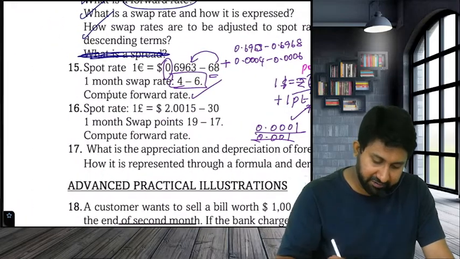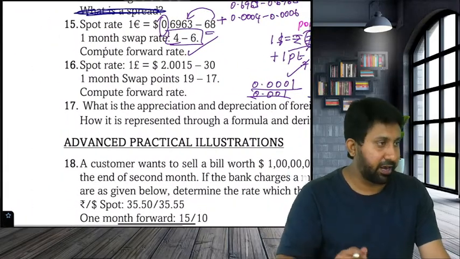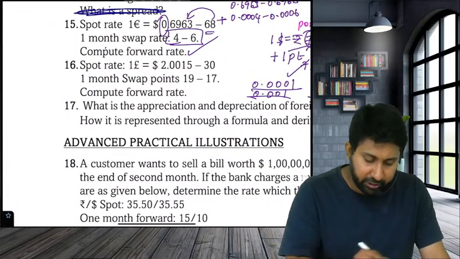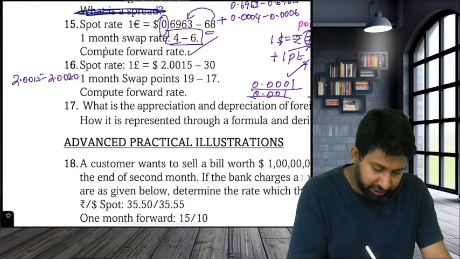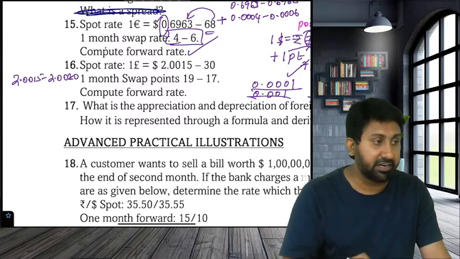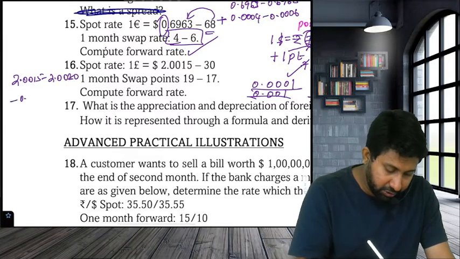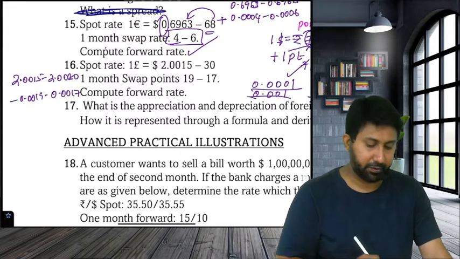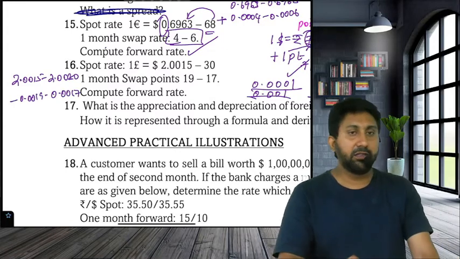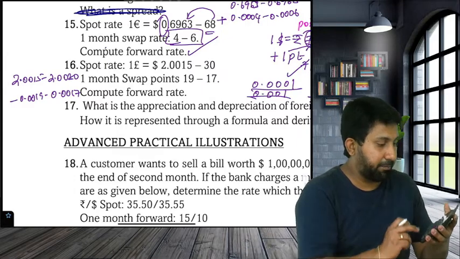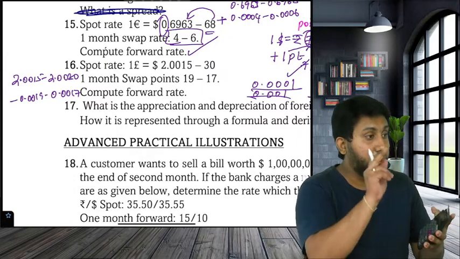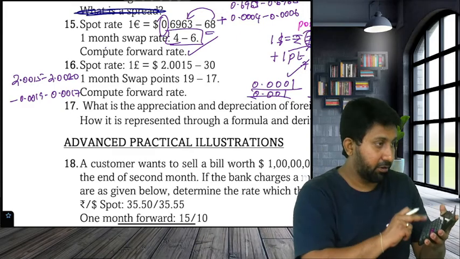Let us do the next problem. Also, I will first tell you how to do it, after that you can directly copy. How to do this? 2.0015 dash 2.0030. Okay, 19 and 17 is given in descending order, minus 0.0019 dash 0.0017. Okay, in this case also there will be that spread advantage that will come. What is the swap spread, what is the spot spread? 0.0015. Okay, let us see this.